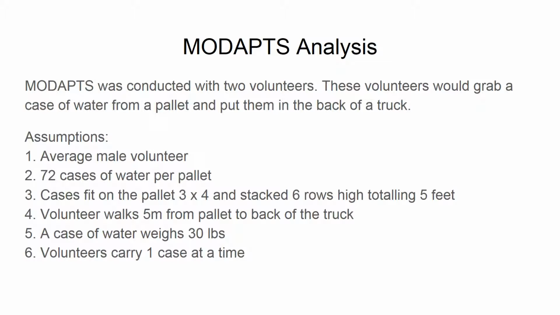The cases fit on the pallet 3 by 4, stacked 6 rows high, totaling 5 feet. A volunteer walks 5 meters from the pallet to the back of the truck. A case of water weighs 30 pounds, and volunteers carry 1 case at a time.